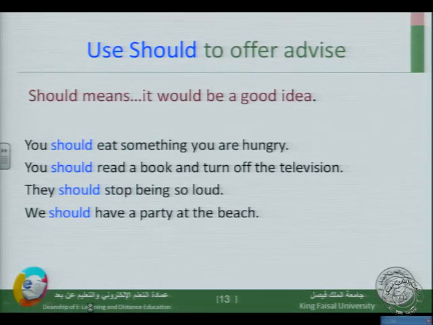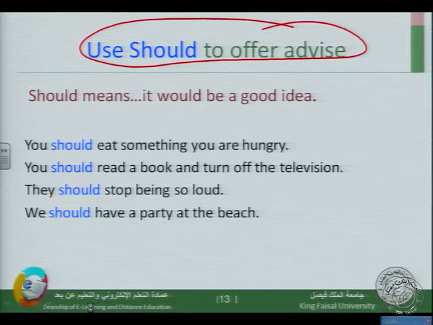You should offer advice, and we have talked about this one last class, right? And at the beginning of this class we talked about how to give advice. Should means it would be a good idea for you to do something. You should eat something when you are hungry. Okay? You should eat something when you are hungry.